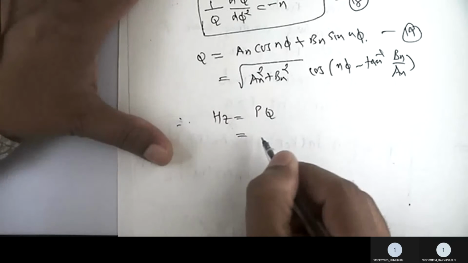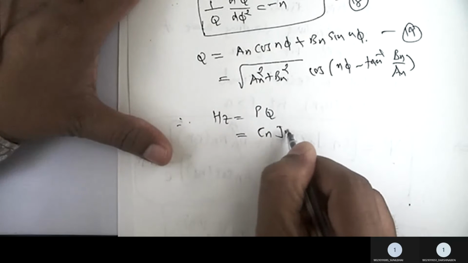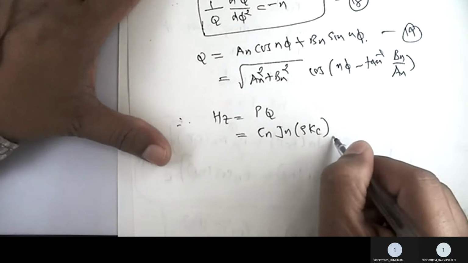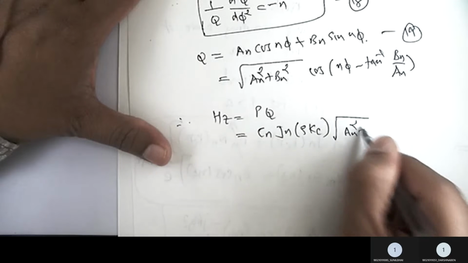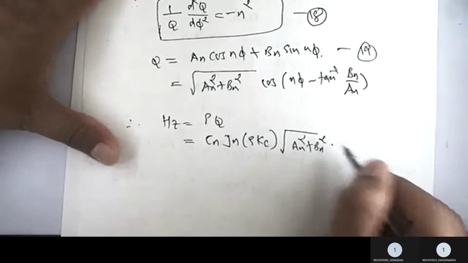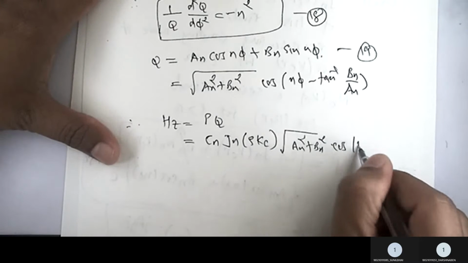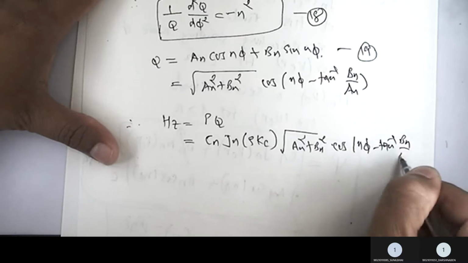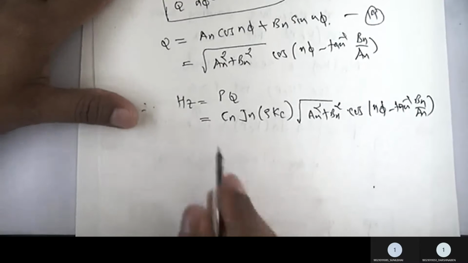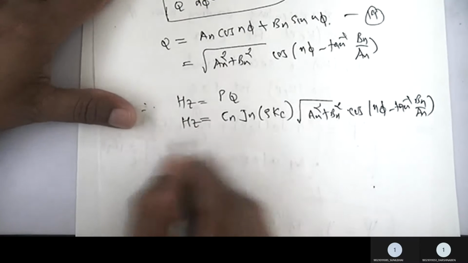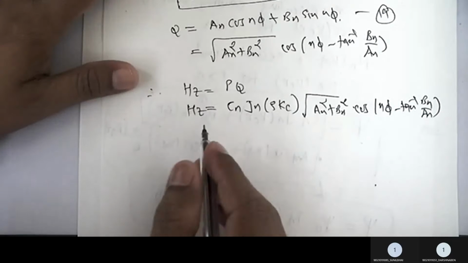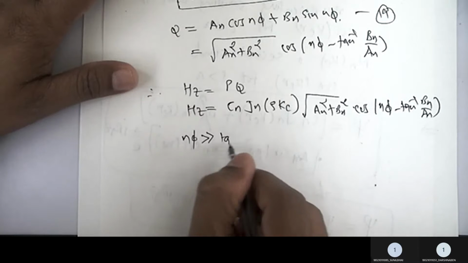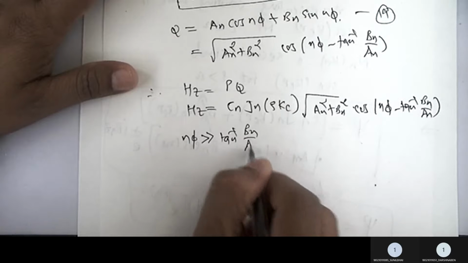but equal to: P is nothing but our C_n J_n(ρ k_c), and Q is nothing but now our square root of a_n square plus b_n square, multiplied by cos(nφ minus tan inverse of b_n by a_n). So ultimately, this is what your H of z is, but I can still simplify these expressions. The simplification is like that: here nφ is always very, very large compared to this tan inverse of b_n by a_n.